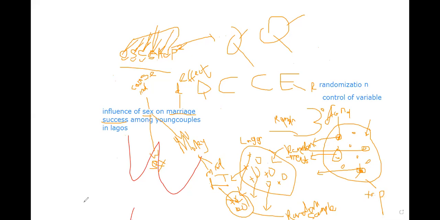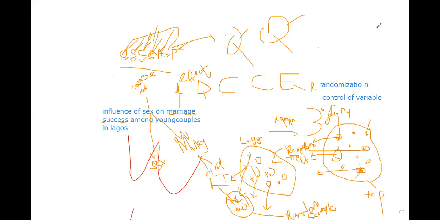Please, I don't really understand the quasi. Quasi experiment. Quasi experiment is not, it doesn't have a perfect situation. Basically, that's what it is. It doesn't have a perfect situation. The true experiment has a perfect situation.